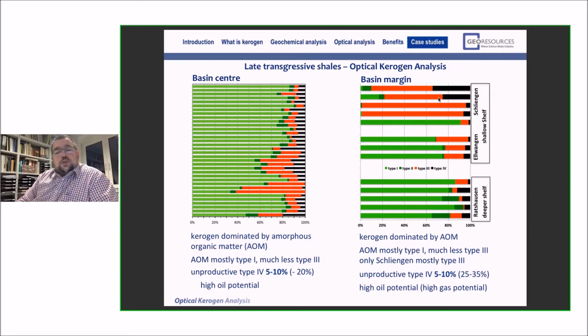The basin margin again shows also in the lower part very high oil-prone material. Also here this type 1 stuff is made mainly of amorphous organic matter, and then we get a stronger terrestrial influx in the upper part of the shale section, and we get again more terrestrial stuff in. But here now in the late transgressive shale, we also have in the basin margin a high potential oil system.